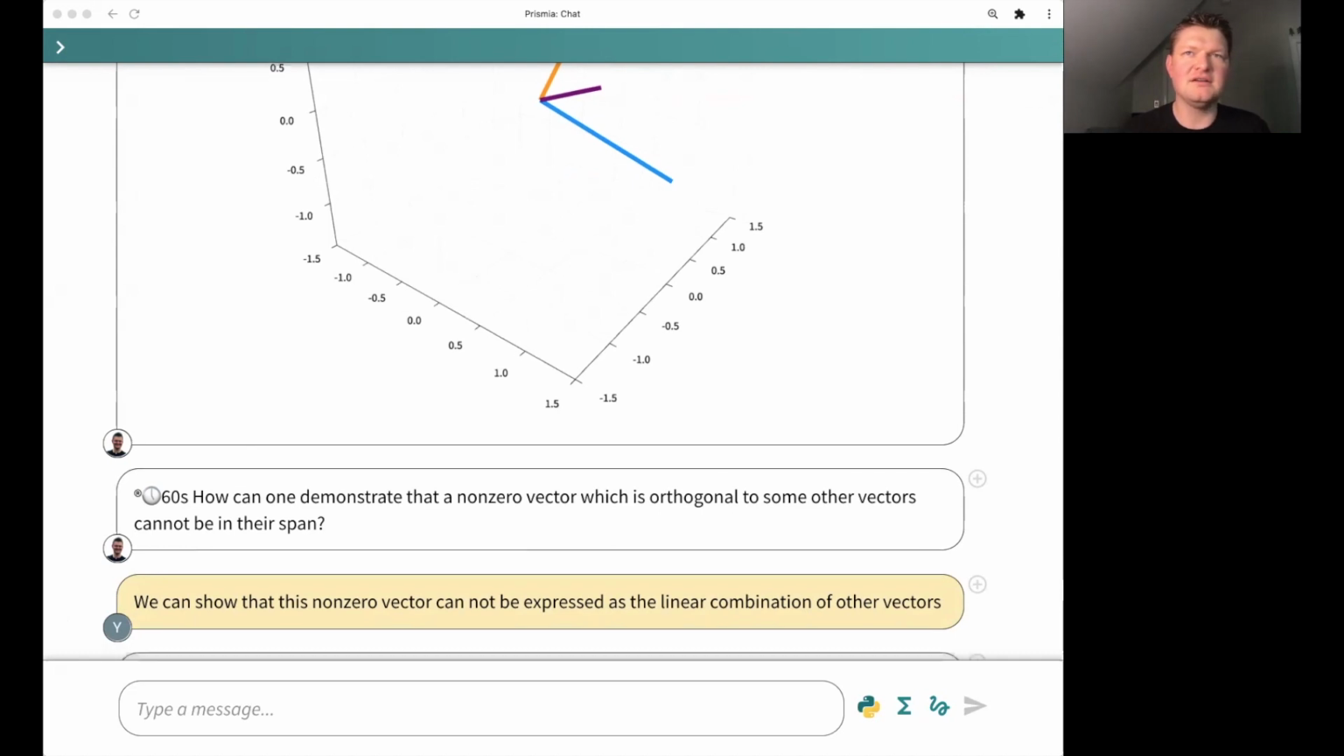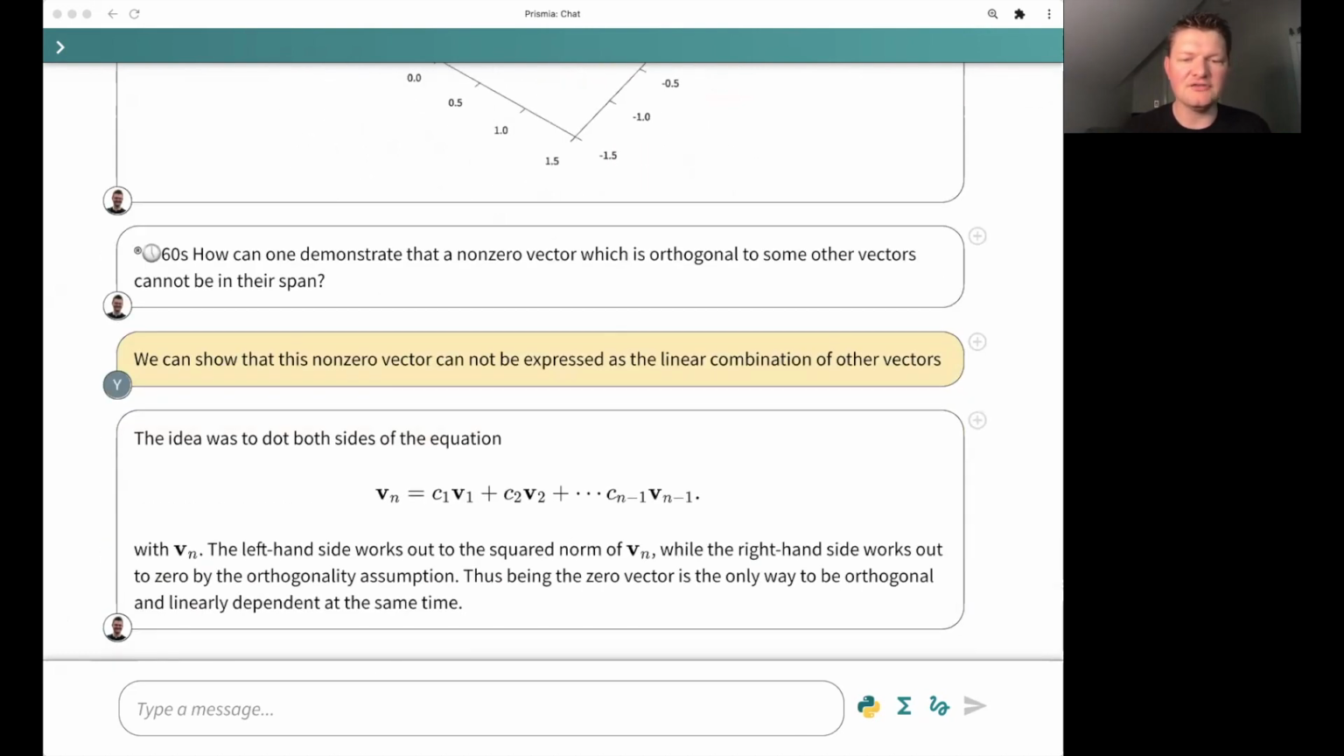The idea was to write out that condition in an algebraic form. So let's say a vector, let's call it Vn, is in the span of some other vectors, V1 up to Vn minus 1. This is what it means. There exist some coefficients C1, C2, and so on up to Cn minus 1, such that this equation holds.